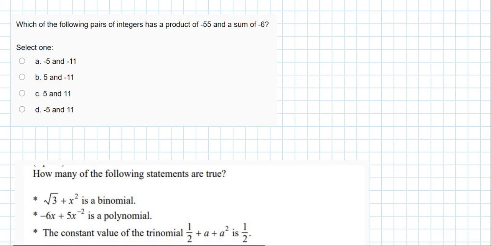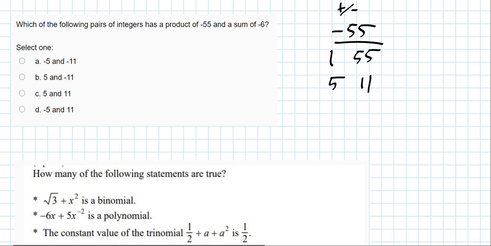Next, which of the following pairs of integers has a product of negative 55 and a sum of negative 6? So we're looking for factors of 55 that have a difference of 6. So negative 55 could be 1 times 55. Remember, one of these will be positive, one of these will be negative. Negative 55 will be, well, 5 times 11. I think that's it.